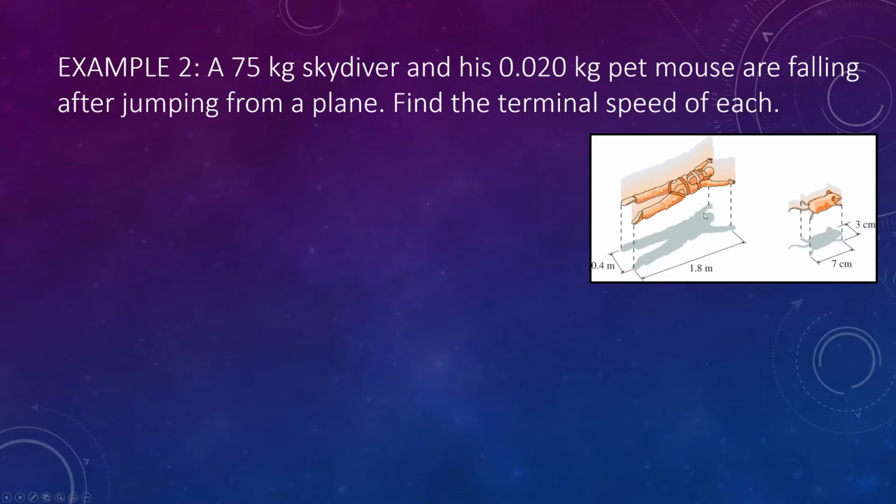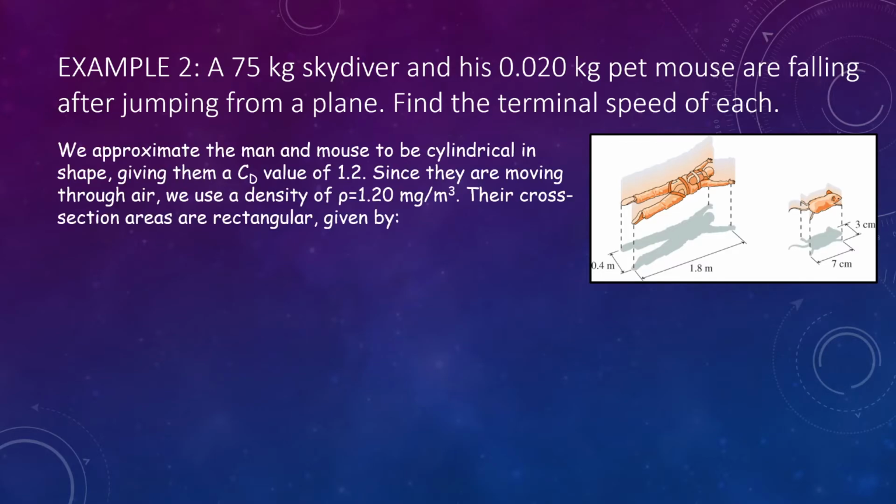We have kind of a curved exterior and a long height. So we use a C_D value of 1.2, and because we're assuming it's moving through air, we get a density of 1.2 kilograms per meter cubed.